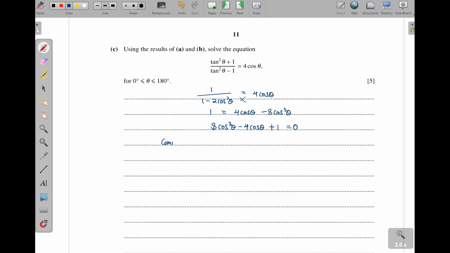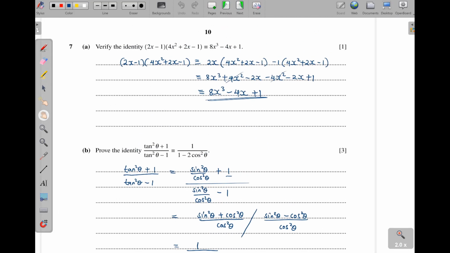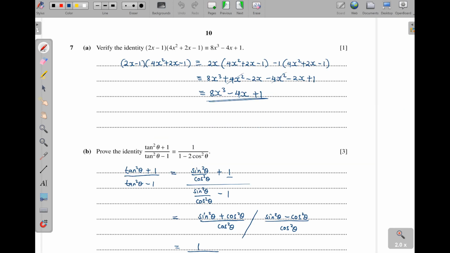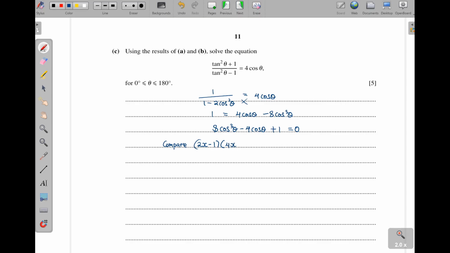Now, if we compare with what we got here, compare with this one here, you see 8x cubed minus 4x plus 1, which is equal to this one here. So this is 2x minus 1, then into we have 4x squared plus 2x minus 1, which is equal to 8x cubed minus 4x plus 1.